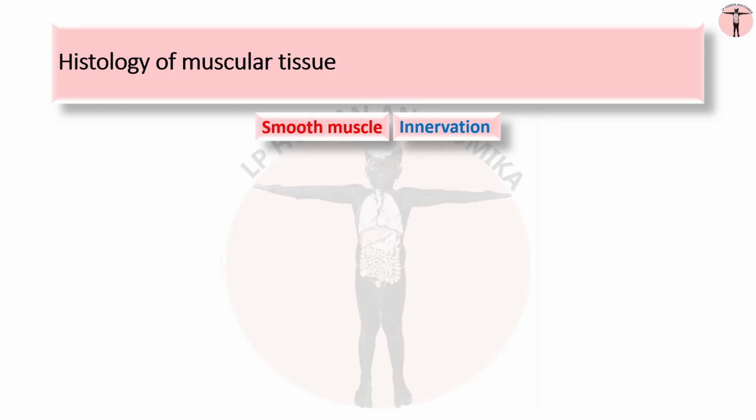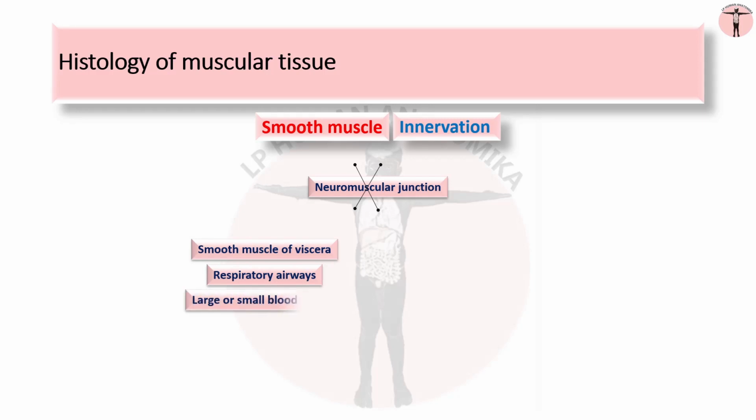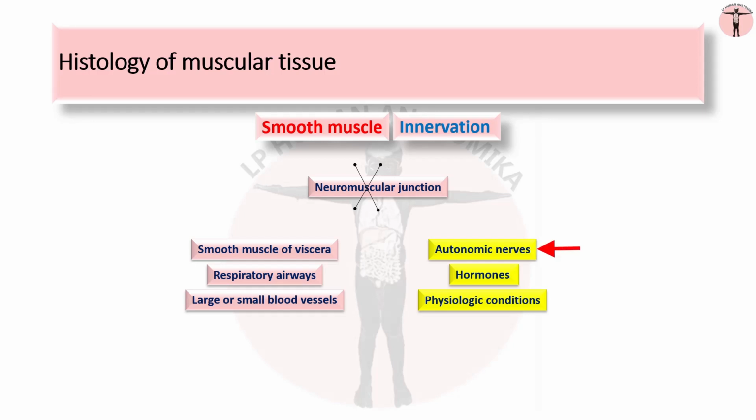Smooth muscle is not under voluntary control and its fibers lack neuromuscular junctions. Contraction is regulated differently in the smooth muscle of the viscera, the respiratory airways, or large and small blood vessels. The control can involve autonomic nerves, a variety of hormones, and local physiological conditions such as the degree of stretch. Whether smooth muscle fibers contract as small groups or throughout the entire muscle to produce waves of contraction is determined largely by the degree of autonomic innervation and the density of the gap junctions. Both conditions vary considerably in different organs.